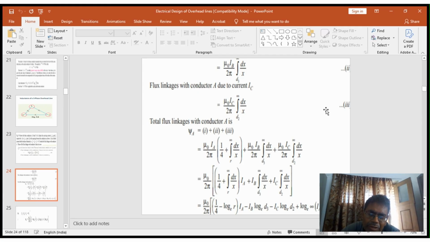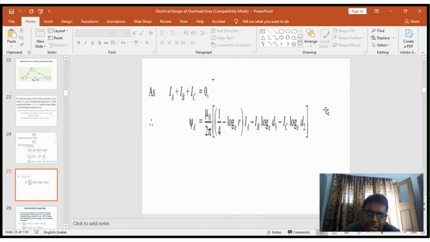The total flux linkages with conductor A is the sum of expressions 1, 2 and 3: mu 0 Ia divided by 2 pi into 1 by 4 plus integral of r to infinity dx by x, plus mu 0 Ib divided by 2 pi integral of d3 to infinity dx by x, plus mu 0 Ic divided by 2 pi integral of d2 to infinity dx by x. Here Ia plus Ib plus Ic is equal to 0. By taking the balanced condition and substituting, the flux linkages with conductor A are mu 0 divided by 2 pi into 1 by 4 minus log base e r into Ia, minus Ib into log base e d3, minus Ic into log base e d2.